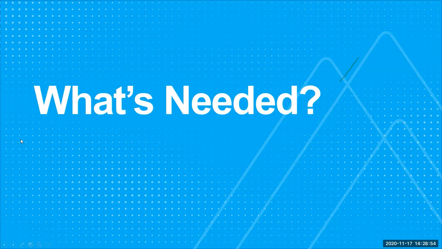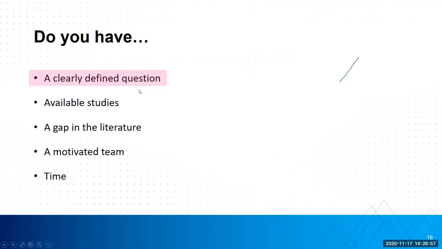So what do you need to conduct a systematic review? A clearly defined question and available studies. While you might want to conduct a systematic review on a certain, maybe emerging topic, it might not be possible. Sometimes there are questions we want to answer that there just aren't studies available for. And with that, we want to make sure that there is a gap in the literature. Typically, if there are a lot of studies addressing a similar question, there might already be a systematic review. That doesn't mean you can't do one, but it might mean that you need to take a different angle or think about a different outcome for your systematic review.